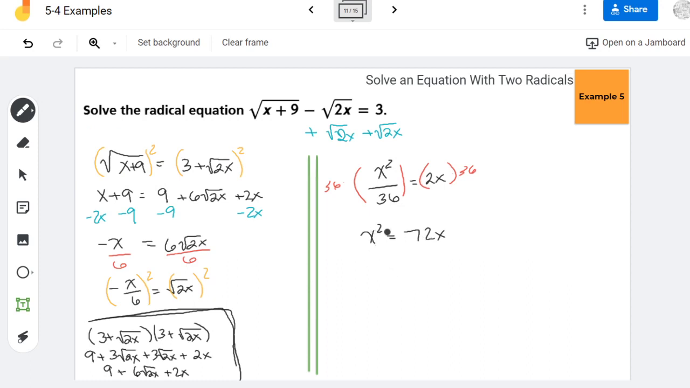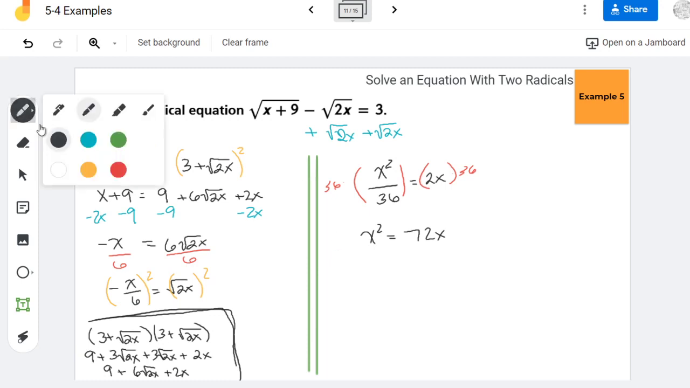Now remember, if you have a quadratic term and a linear term, you are going to need to use the quadratic formula or factoring or completing the square, something like that. You cannot just divide by x, okay? What you're doing is you're removing a potential solution. So don't divide by x here.